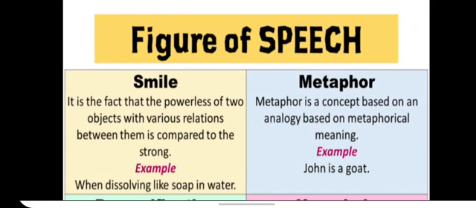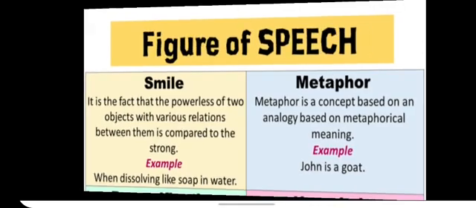Let us just do a quick recall. So we looked at simile and metaphor at the very first, which are both for comparison. In simile, we use the word like to compare. In metaphor, we do not use the word like to make a comparison. Like dissolving like soap in water; John is a goat, right? Goat here means the animal, you know.